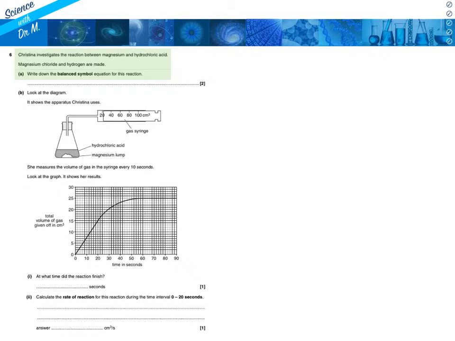Okay, so what have they told us? They've told us our products and our reactants, okay? So our reactants are magnesium and hydrochloric acid. Our products are what is made, and they are magnesium chloride and hydrogen. So very quickly, you should be able to write down the word equation for that reaction.